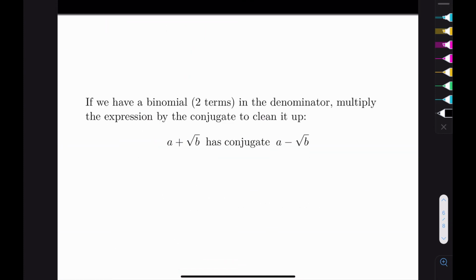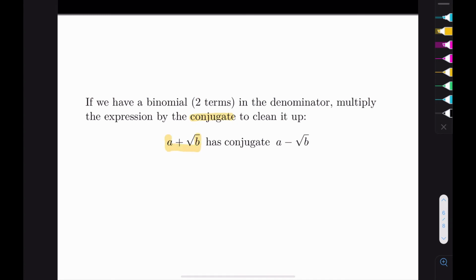So now the very last thing we're going to do, if we have division involving radicals, getting rid of that denominator can be tricky if we have a binomial. So that's something that has 2 terms in the bottom. So basically we'll see something of the form a plus the square root of b, a minus the square root of b, something like that. But in order to get rid of that expression, we're going to multiply by what's known as the conjugate.